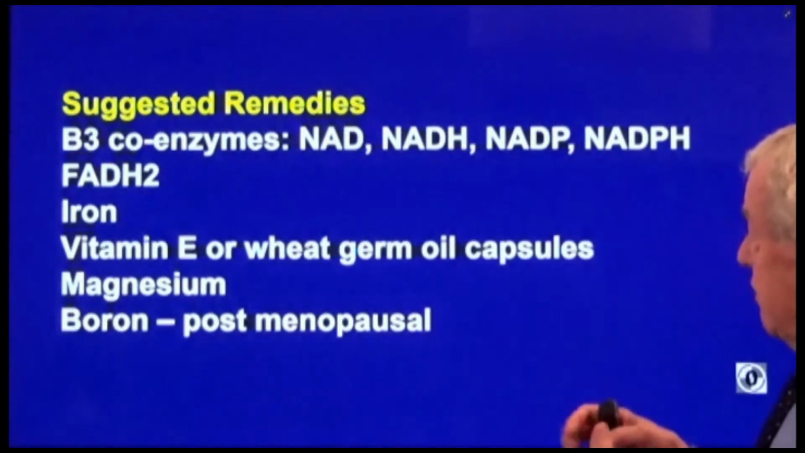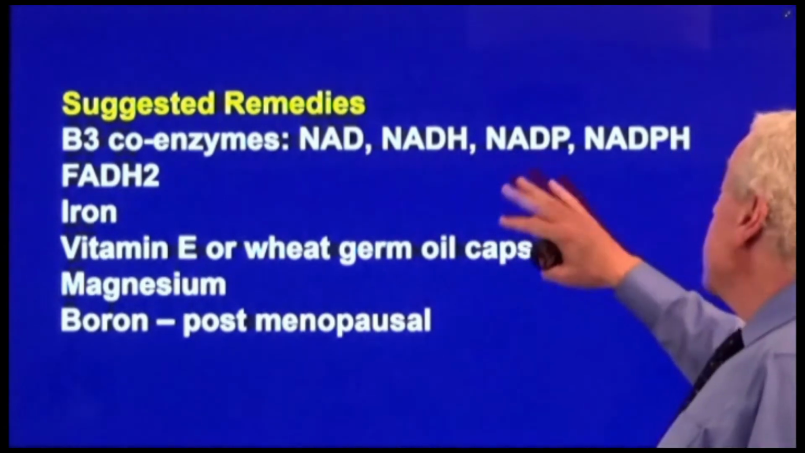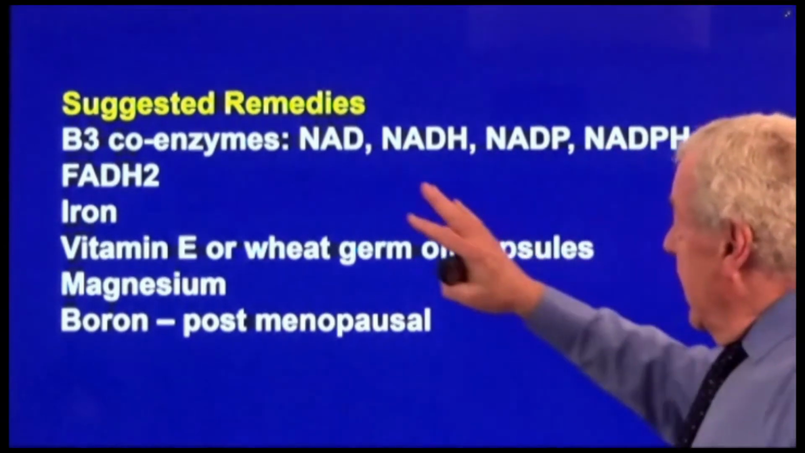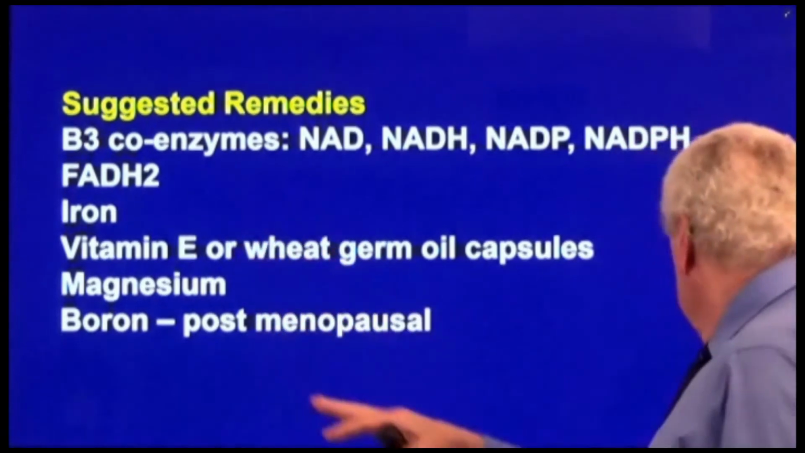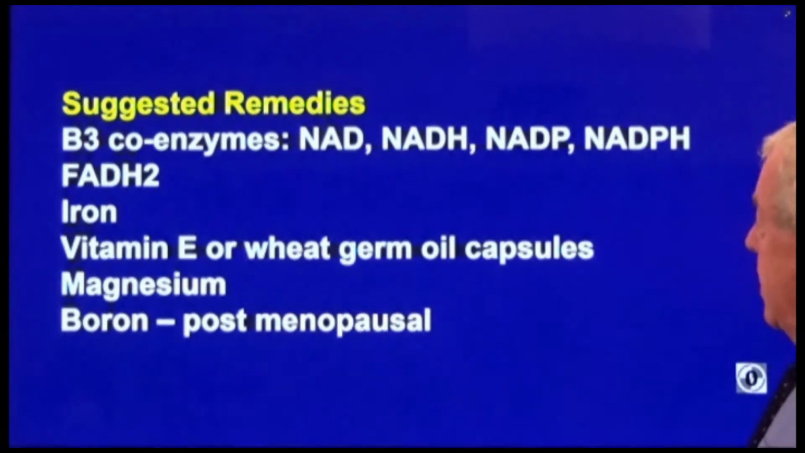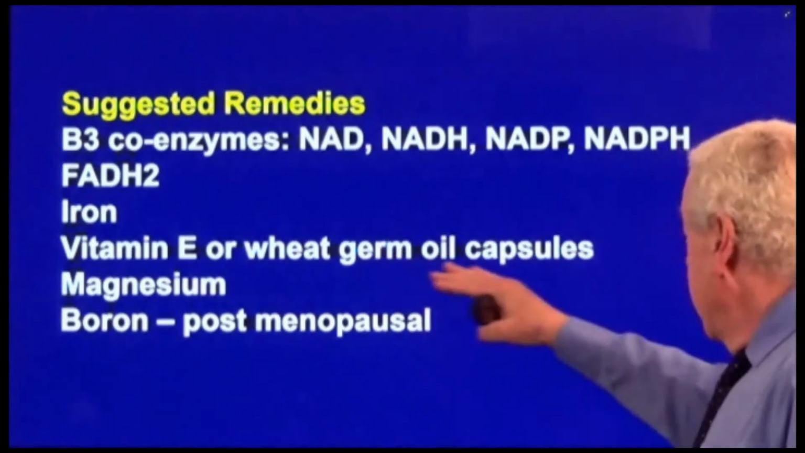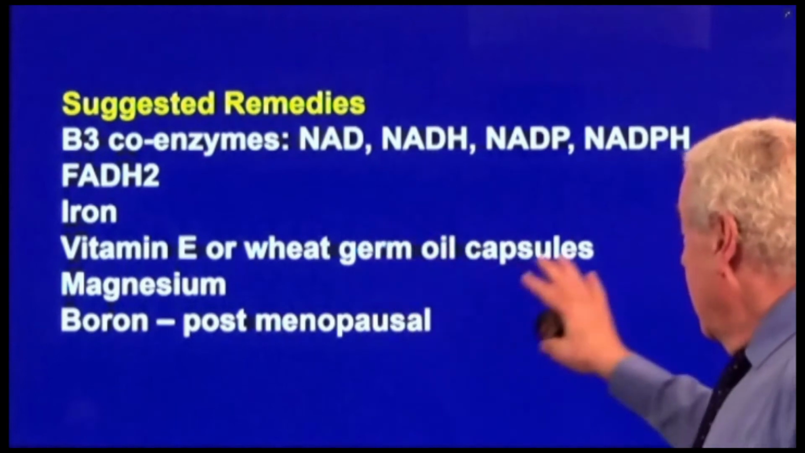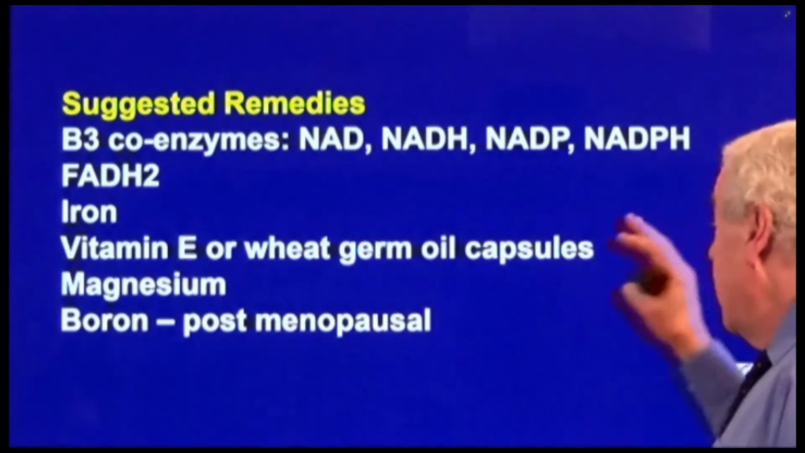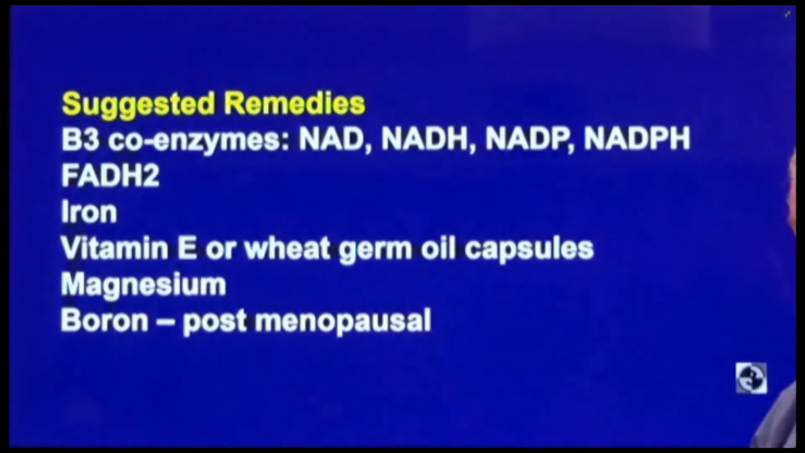Again here, suggested remedies. The vitamin B coenzymes like NAD, NADH, NADP, NADPH, FADH2, the reduced form of FAD, or vitamin B2, iron, vitamin E, for which wheat germ is a very good source, good wheat germ oil capsules, not wheat germ as an oil because it goes rancid very quickly, magnesium and boron, firstly postmenopausally.